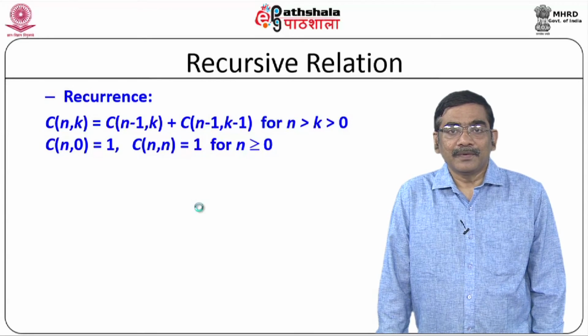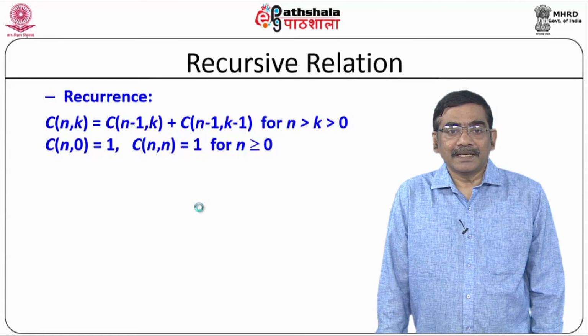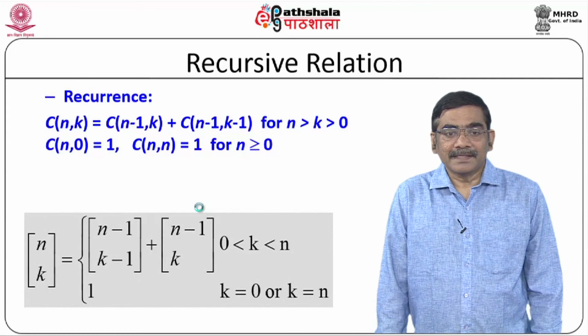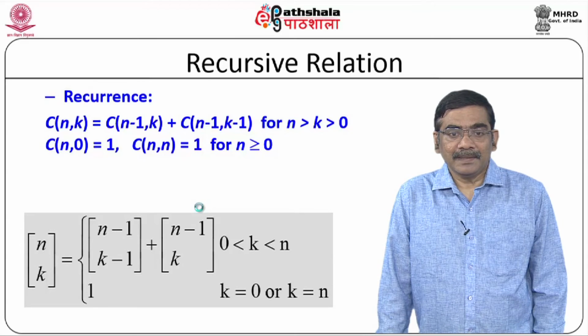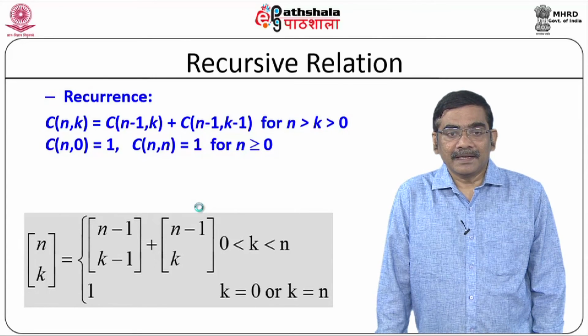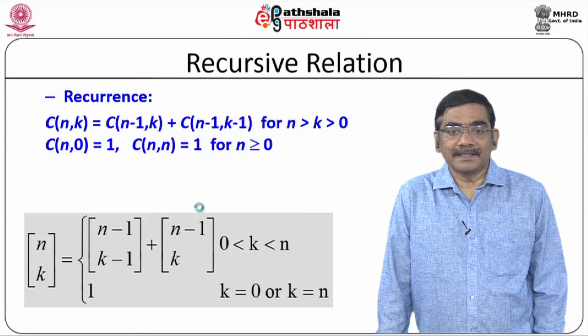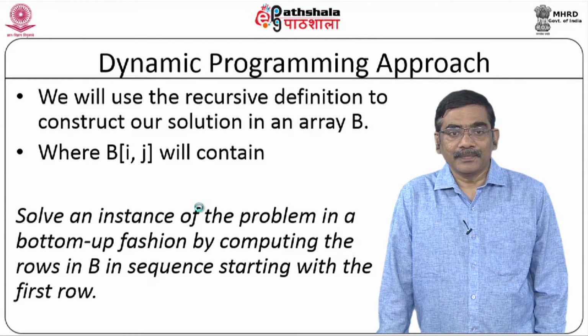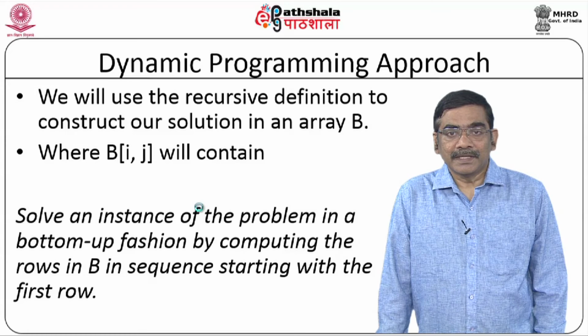The first step is to form the recurrence equation. The recurrence equation is given like this: nCk is nothing but n minus 1 C k minus 1 plus n minus 1 C k, and its base condition is 1 if k is 0 or k is equal to 1. In other words, we are going to use the recursive relation as shown here. This is the divide and conquer approach, where we can straight away put the recurrence equation, easy to look at, but practically it is very difficult as shown on the right hand side. So, in this case we are going to use the dynamic programming approach.